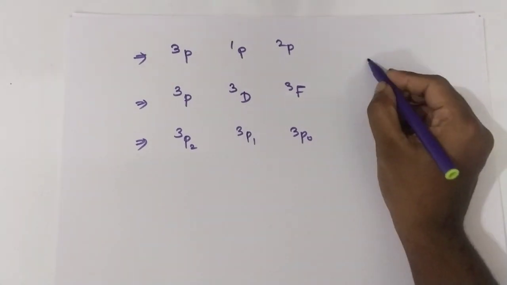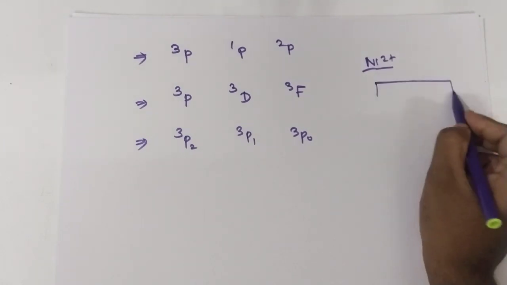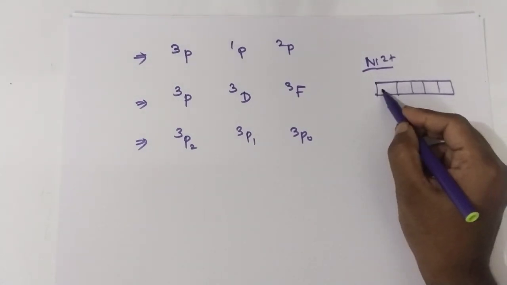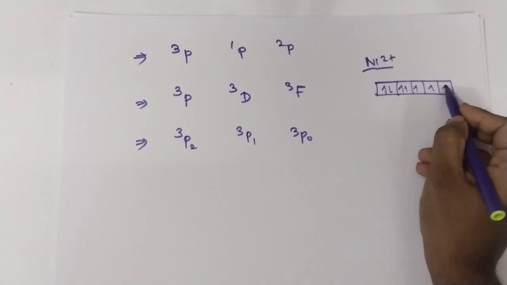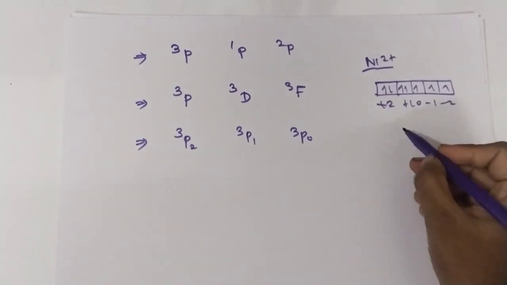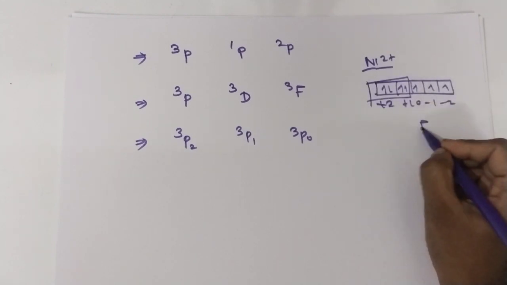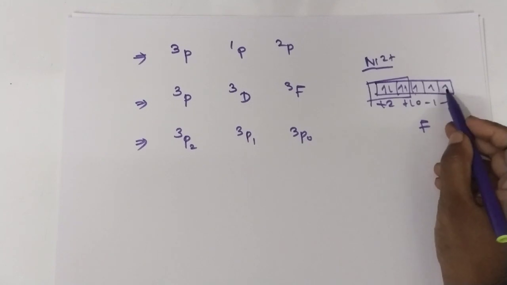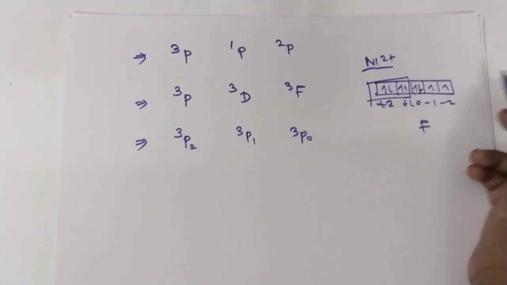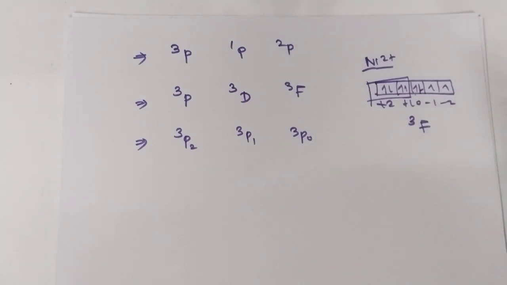See, for example, let us take Ni2+. How will you write the configuration? It will be like this, right? So what will you do? The term symbol for this, you have to add these two. So you'll be getting F and the spin 3 for 3d8, right? So the spin will be 3. Okay, this is the term.